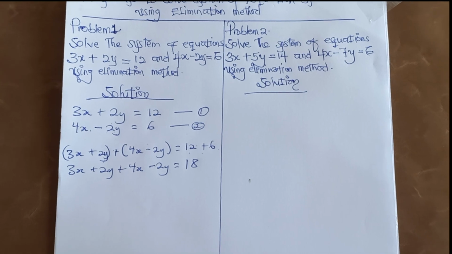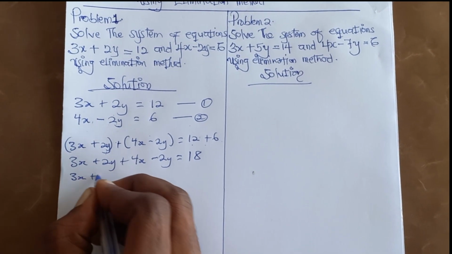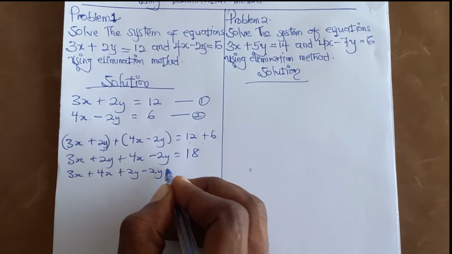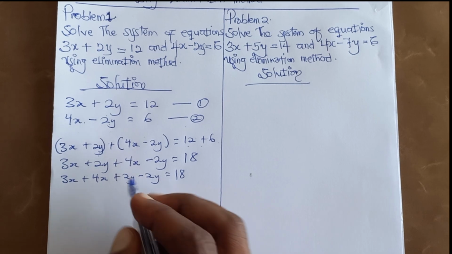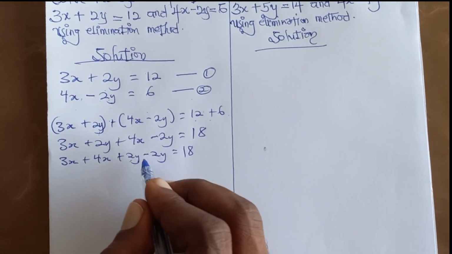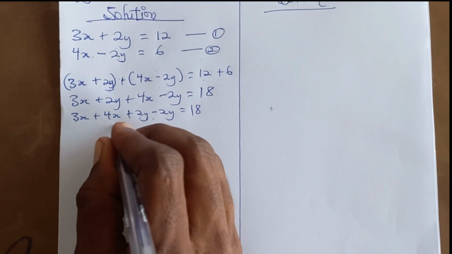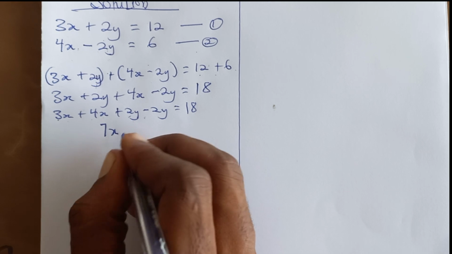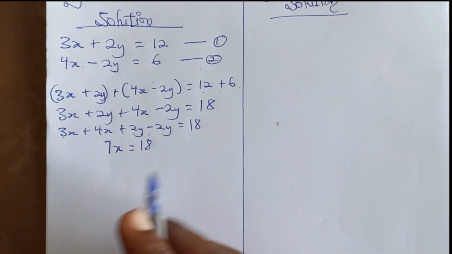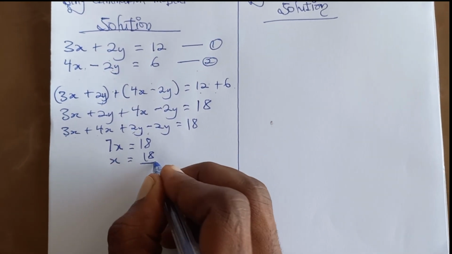Now, let's group like terms. We have 3x plus 4x, then plus 2y minus 2y, which is equal to 18. Now, 2y minus 2y gives us 0. 3x plus 4x gives us 7x. So 7x is equal to 18. We divide both sides by 7, so we get x is equal to 18 over 7.